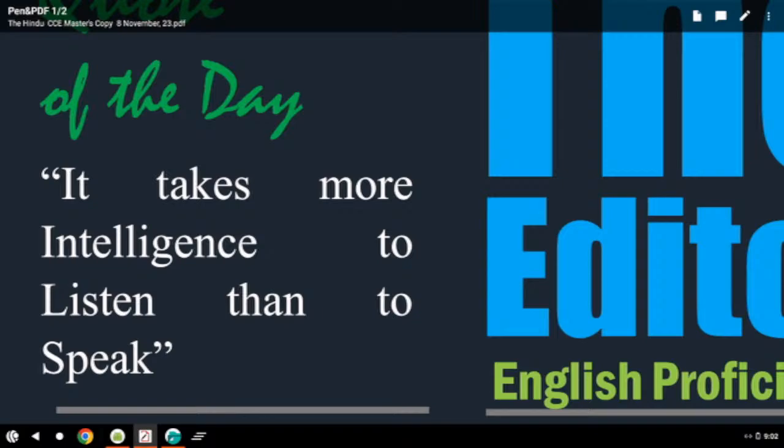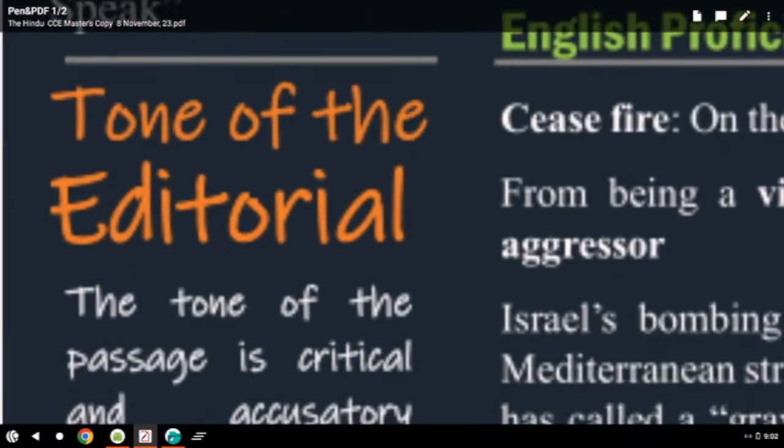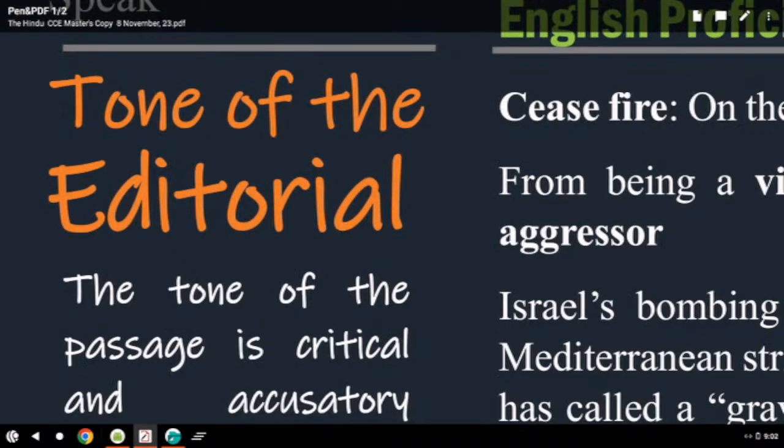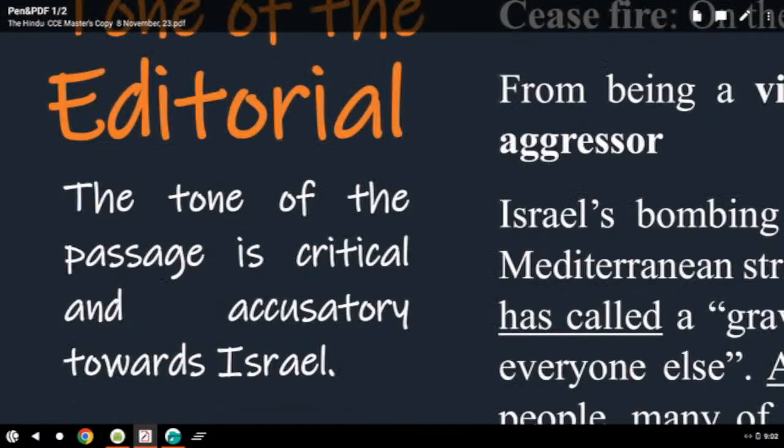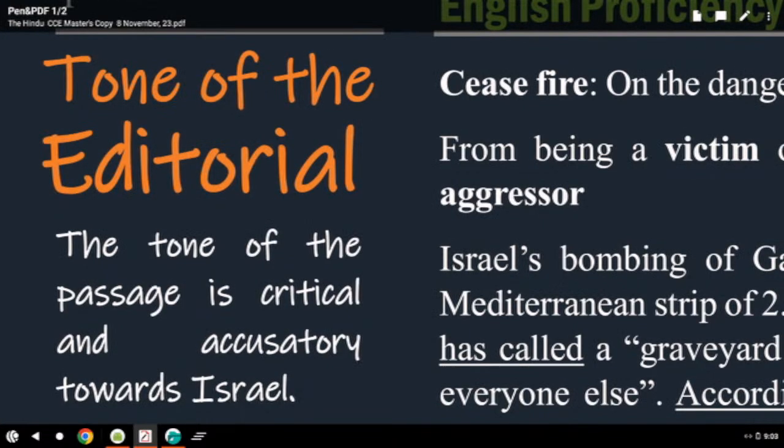Yes or no? And this editorial is all about the war, the clash between Israelis and Palestinians. But to be very specific, it is about Israel has been attacking Gaza district, impact of that, whether it can be justified or cannot be justified, and all about why it has been doing and time to stop. So what is the tone of the editorial? The tone of the passage or editorial is critical, criticizing, and accusatory.